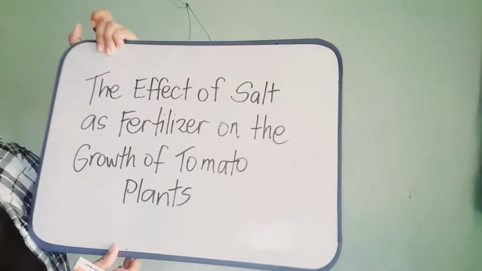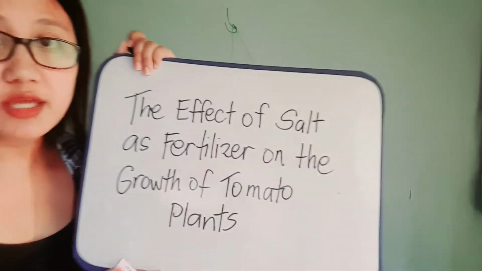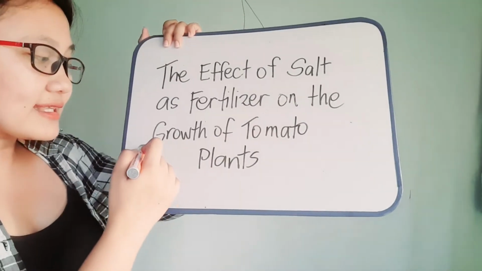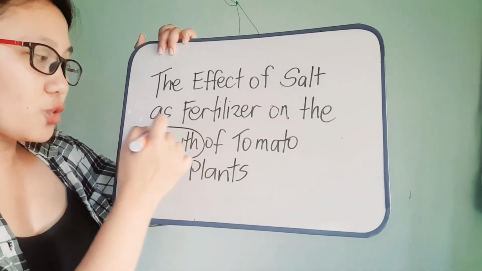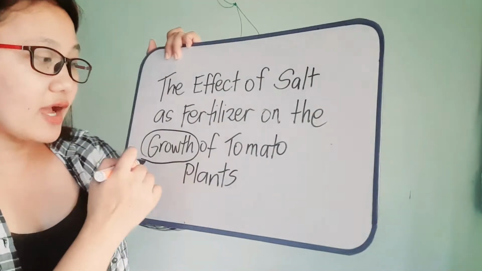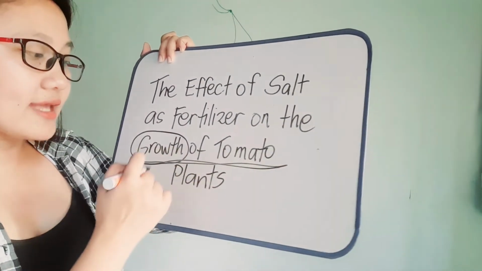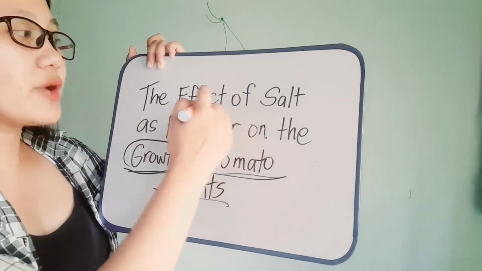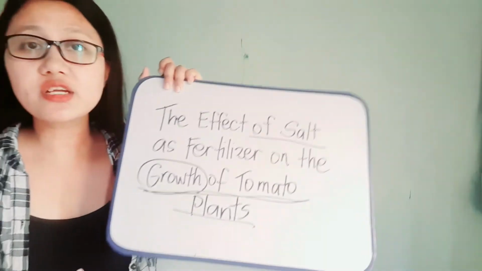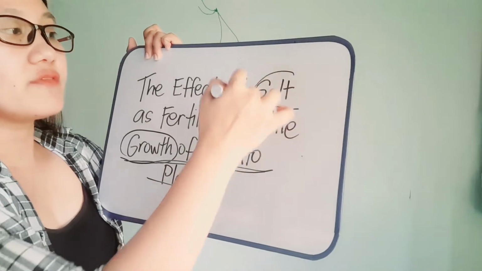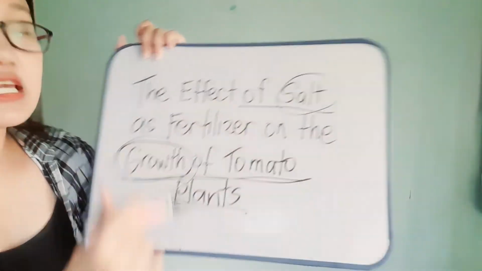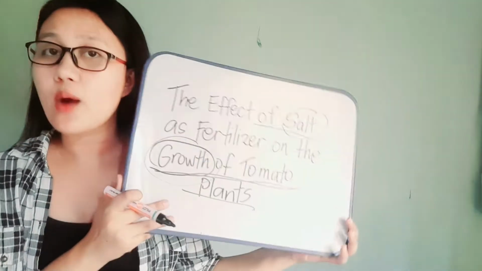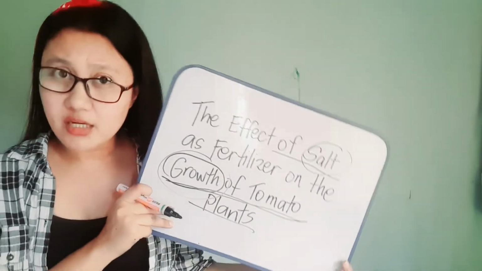So, di ba kung mapapansin natin, dito sa effect of salt as fertilizer on the growth of tomato plants, makikita natin na pwedeng magbago yung growth of tomato plants. So, we have the growth of tomato plants and we also have yung effect ng salt. So, what are the two variables here? So, we have the salt and of course, we have the growth. So, alin sa dalawa ang independent and dependent variable?